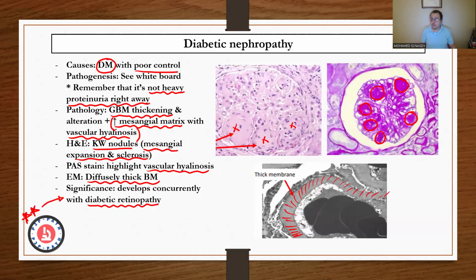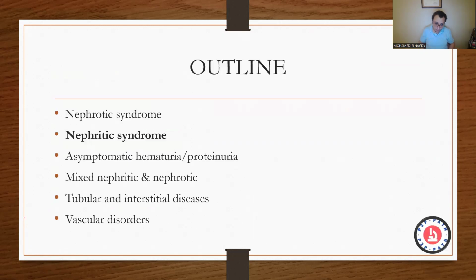Diabetic nephropathy, the nodular glomerulus by H&E, highlighted by PAS. It happens due to affection of the blood vessels and the mesangium due to chronic uncontrolled diabetes, and it's highly associated with diabetic retinopathy. That's it for the nephrotic syndrome.